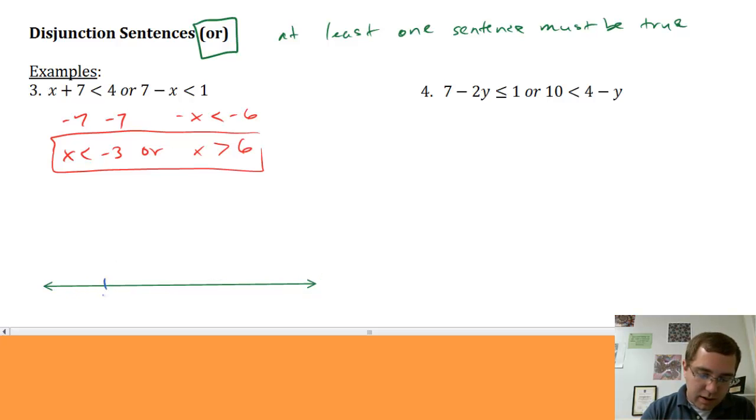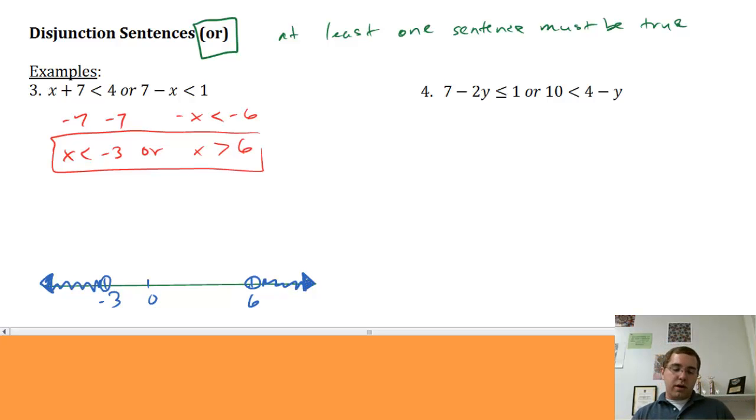On a number line, that would be, well, here's negative 3. We'll say that's 0. There's 6 somewhere over there. We want x to be less than negative 3, so open circle at negative 3 and to the left of negative 3. Or we want x to be greater than 6, open circle at 6 to the right of 6. And these disjunction sentences, these "or" compound inequalities, will generally look like that. Two separate pieces going away from each other, two different branches going away from each other.